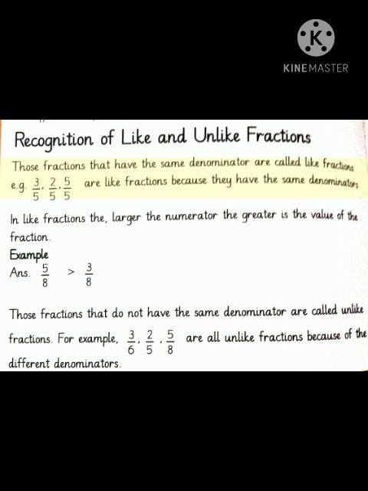Page number 38, those fractions that have the same denominator are called the like fractions. वो fractions जिनकी denominator same हो उनको हम like fractions कहेंगे. In like fractions, the larger the numerator, the greater is the value of the fraction. Here the 5/8 and 3/8 are the like fractions. Here the numerator 5 is greater, so we will write down the greater sign here. Those fractions that do not have the same denominator are called the unlike fractions. वो फ्रैक्शंस जिनके डिनोमिनेटर सेम ना हो उनको हम अनलाइक फ्रैक्शंस कहेंगे.